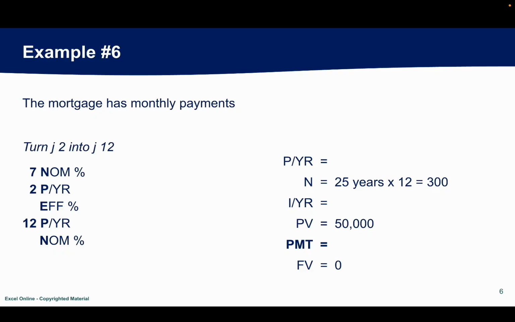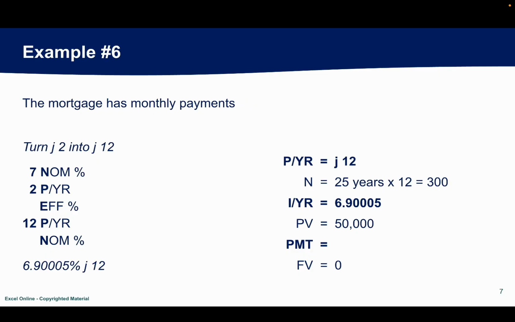And the last step is N, NOM again. We just press this NOM button to get the J12 rate, which in this case is 6.90005% J12.